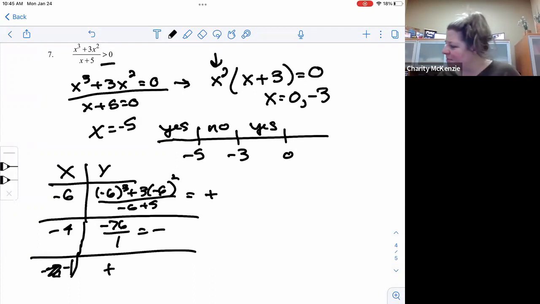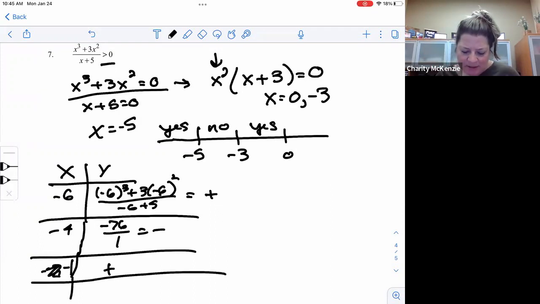And last one would be a 1. 1 squared, 1 plus 3 is 4, over 1 plus 5. It's all positive. So this is a yes as well.